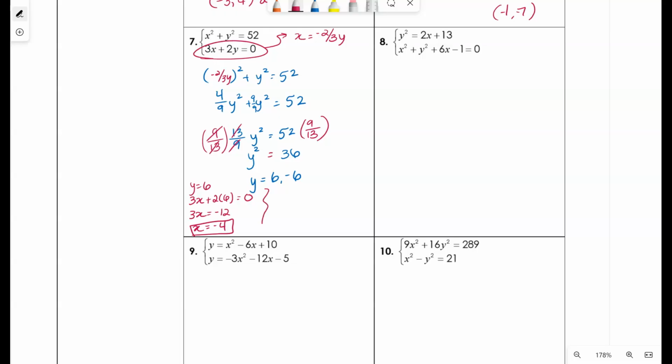Right? But what about when y is equal to negative 6? Well, then I have 3x plus 2 times negative 6 equals 0. So 3x equals positive 12, so therefore x equals positive 4.